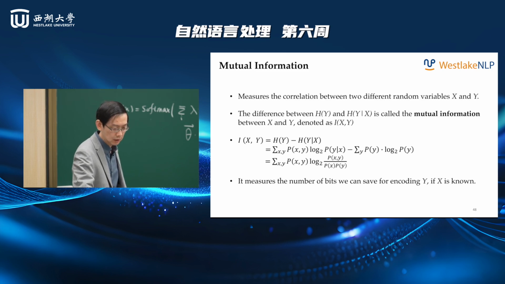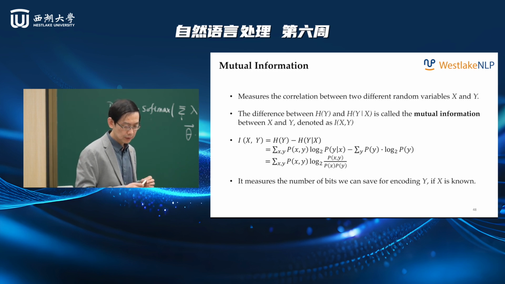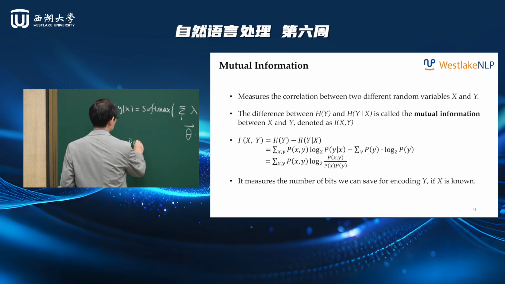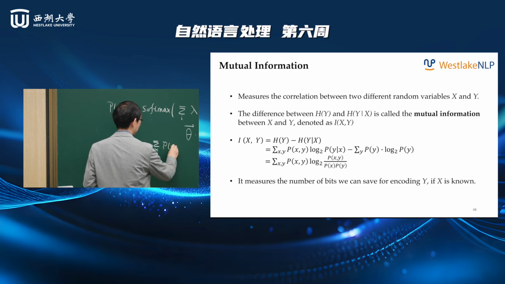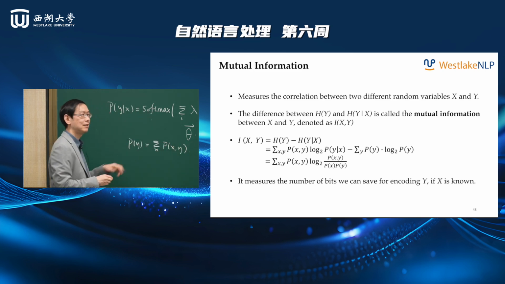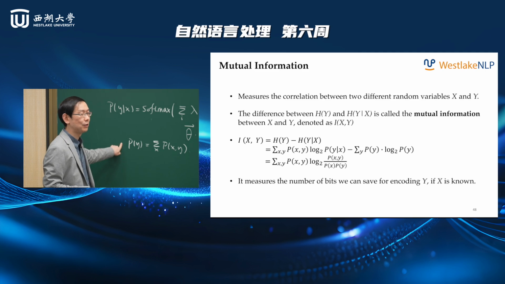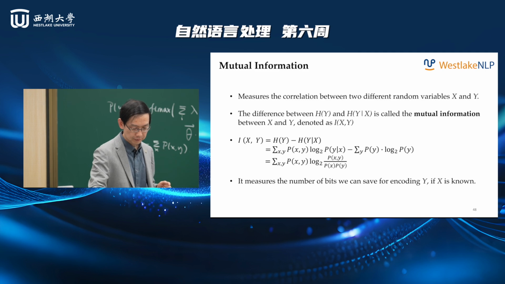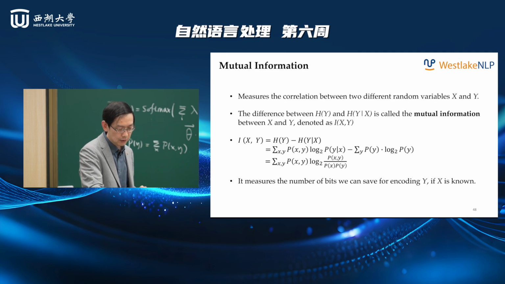How do I derive it? I leave it to you to read the textbook. It's quite simple. The only trick is to turn p(y) into the sum over all possible x of p(x,y). This is marginalization. So if you just look at the equation and replace p(y) with this, you get the third equation. So this is mutual information. It's denoted as I(X;Y).